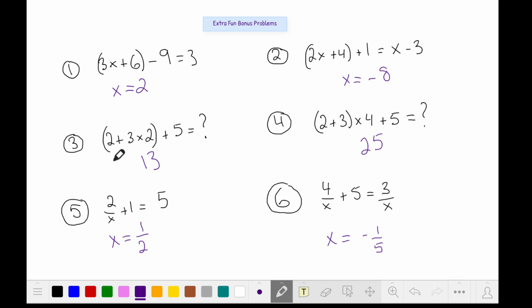All right, as always, I've written the answers underneath in purple. For questions number 3 and 4, since there is no x to solve for, that's just the value of the entire expression, provided that you've done the order of operations correctly.